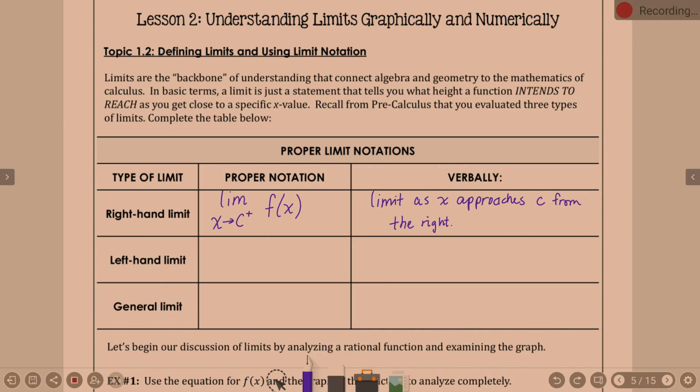Right, so the left-hand limit is going to be the limit as we approach a number from the left. So now I'm going to write the limit as x approaches c from the left, which means I put a negative after it. It's kind of like that plus and negative is almost like an exponent or something, but it's just a plus or negative. And so this is the limit as x approaches c from the left.